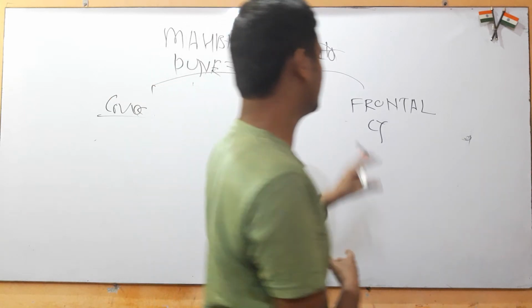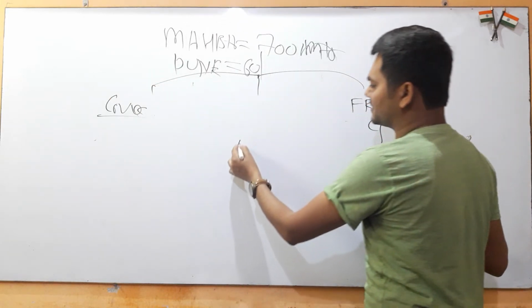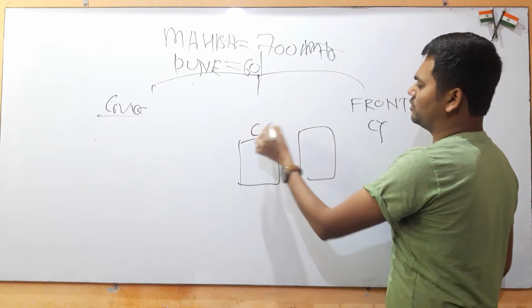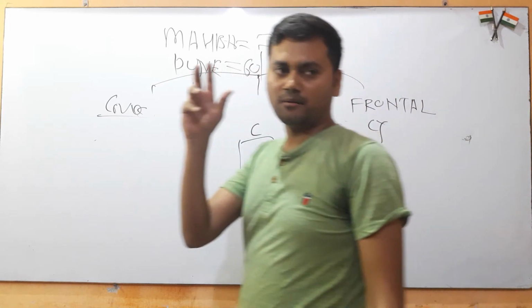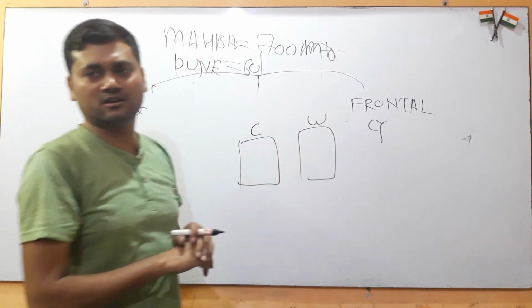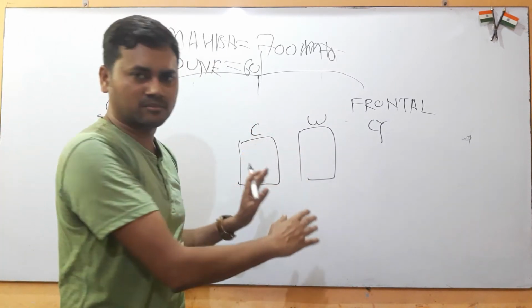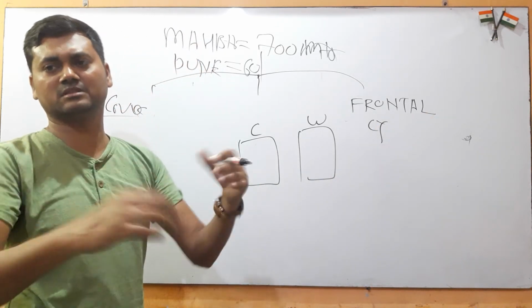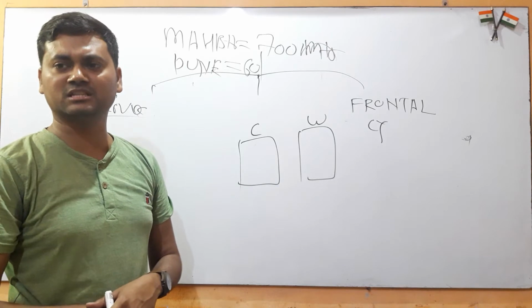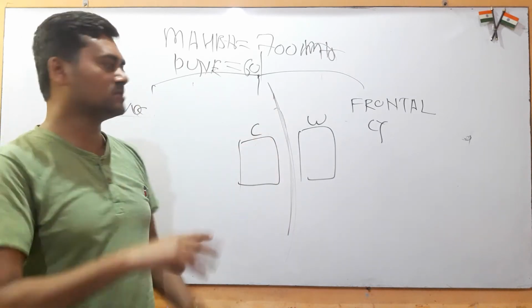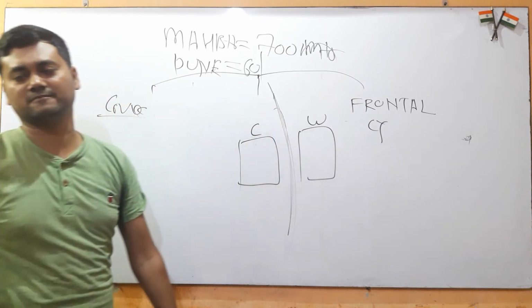Now let me tell you what the fronts actually are. What happens when two air masses, let's say one cold and the other warm, come in contact with each other? This meeting portion is known as the front.